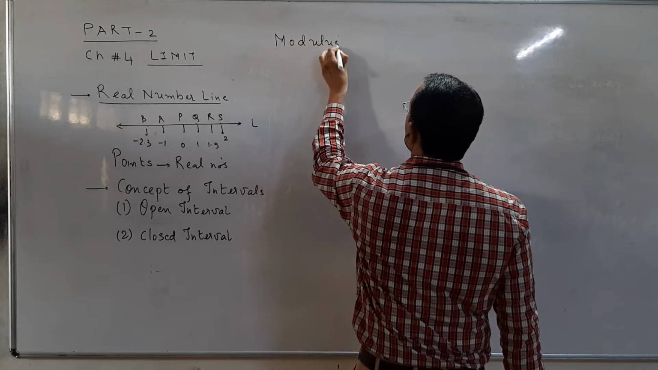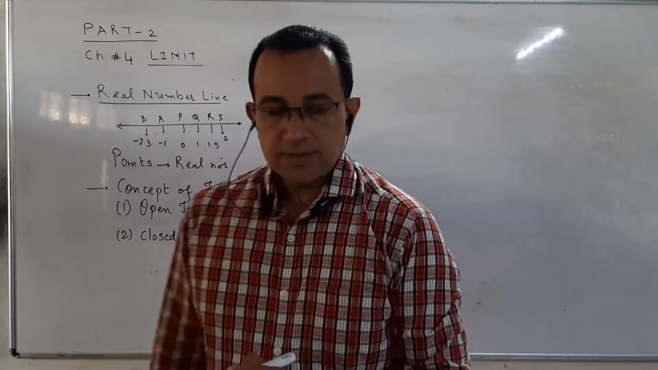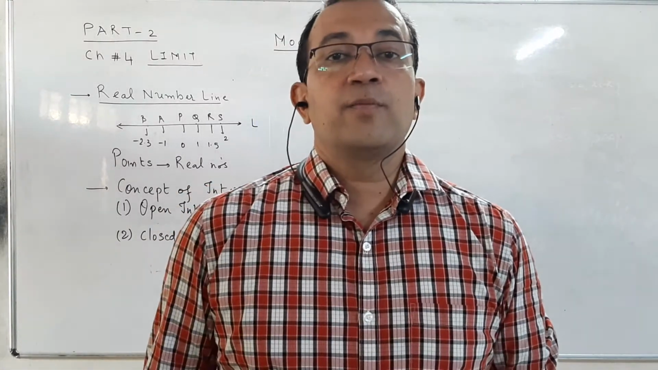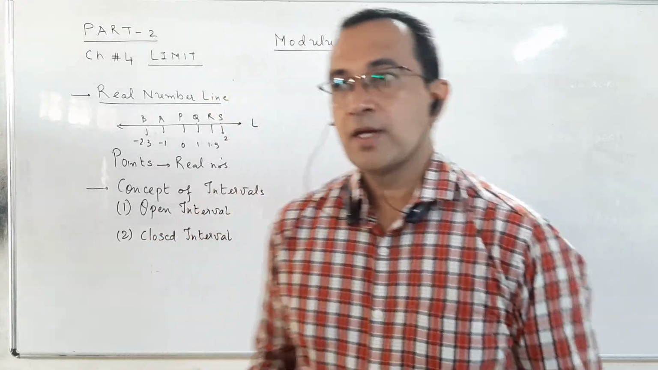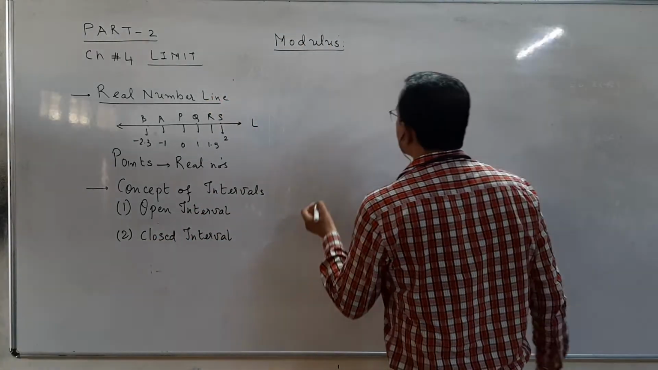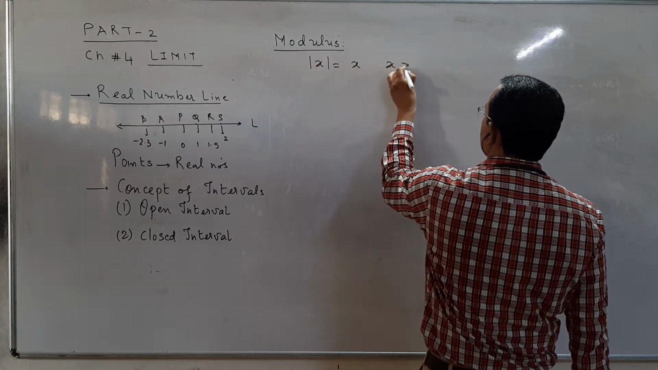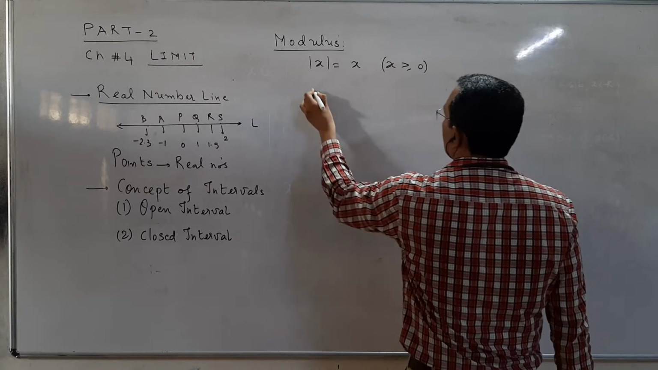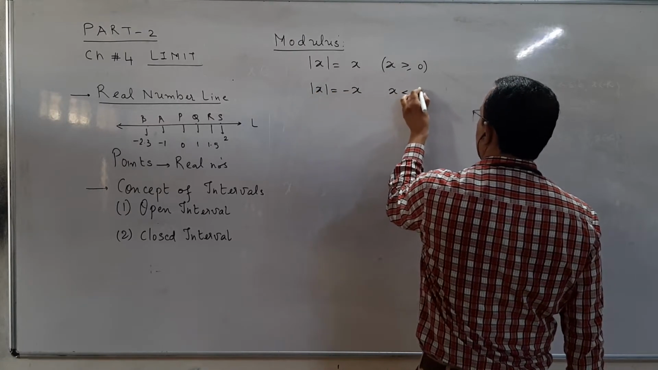What is modulus? Now, the word you are familiar with. The answer of a modulus is always positive. Now see students, the definition is like this. |x| is x when x is greater than or equal to 0, and |x| is −x when x is less than 0.